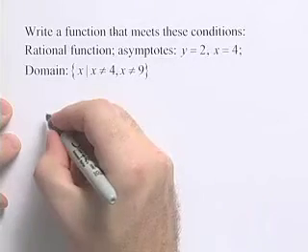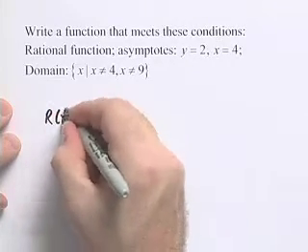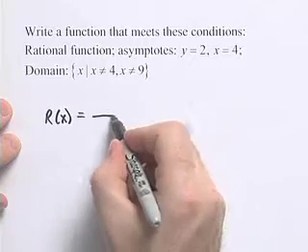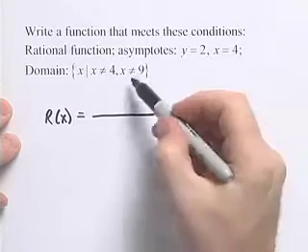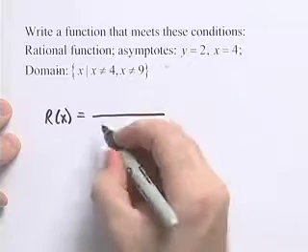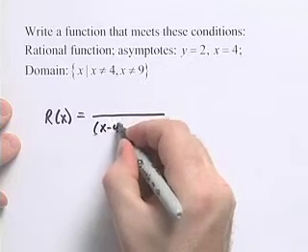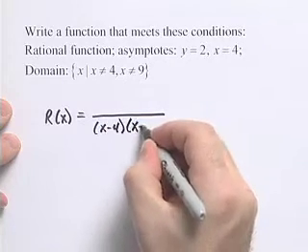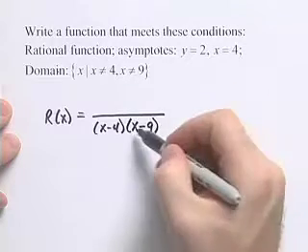So we're going to start off by just writing the general form for a rational function. Write our fraction bar. Because the domain excludes 4 and 9, we know we need a factor of x minus 4 in the denominator and a factor of x minus 9. That gets us our two restricted values.